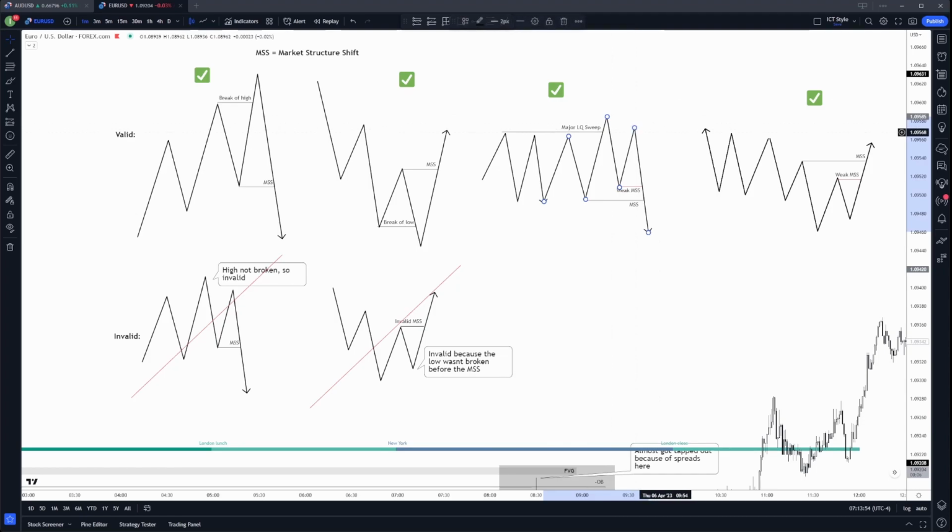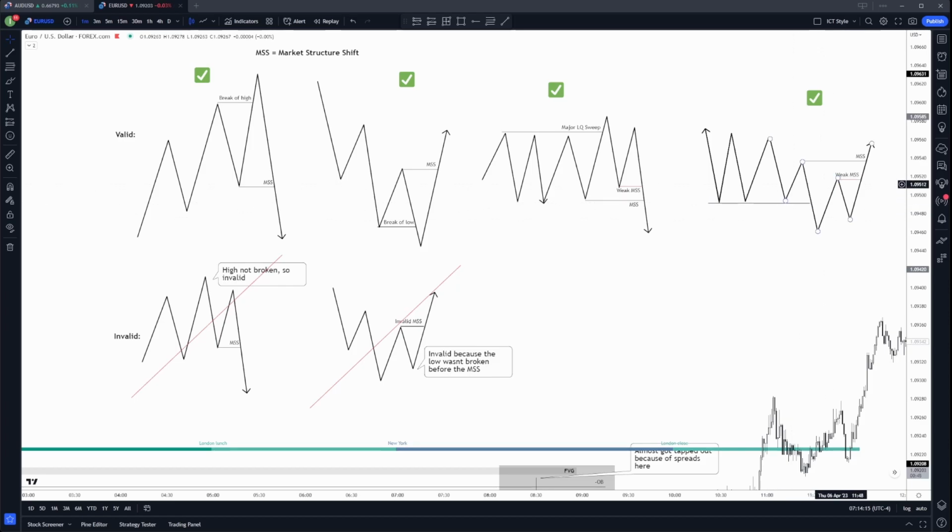So there is liquidity induced right here. And that's why this is a weak market structure shift. Here is the true one. And then this is basically the same. So right here we have major liquidity being taken. Let me actually align these a little bit. These are relative equal lows. We take them out. So that's a sweep right there.